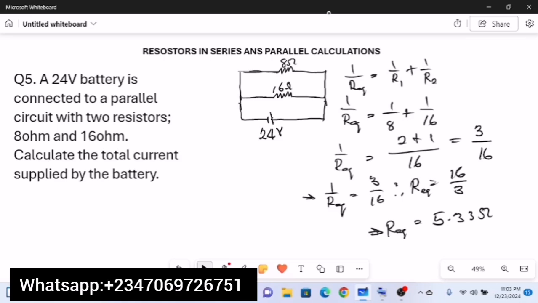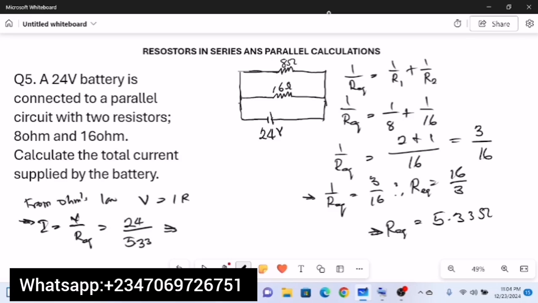But the question is asking us the current flowing through the circuit. For this case, you simply make use of Ohm's law. So from Ohm's law, remember, V is equal to IR, where I is the current. So from here you can easily make current the subject. I is going to be equal to what? Potential difference all over equivalent resistance, and this is going to be equal to the voltage source, there was 24, so that's our potential difference, 24 volts divided by the equivalent resistance obtained, 5.33.